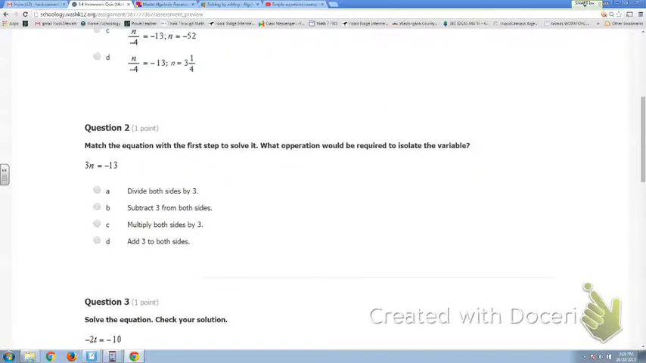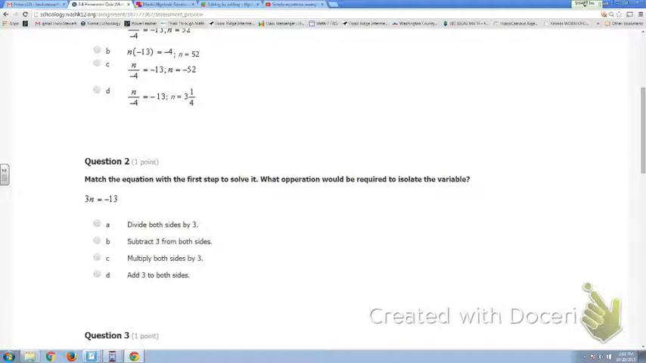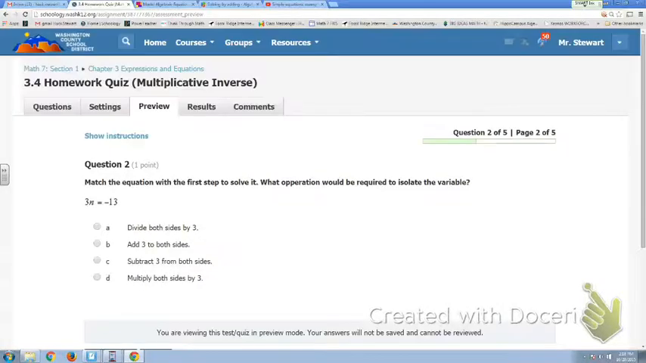Okay. Looking just at question number 2 here. The question reads, match the equation with the first step to solve it. What operation would be required to isolate the variable? Here's the equation. 3 times n is equal to -13. So you got to think about this. What operation would be required to isolate the variable? What is the first step in order to solve for this equation?